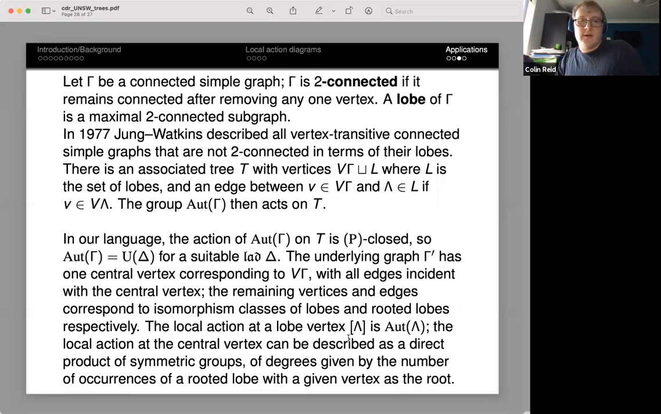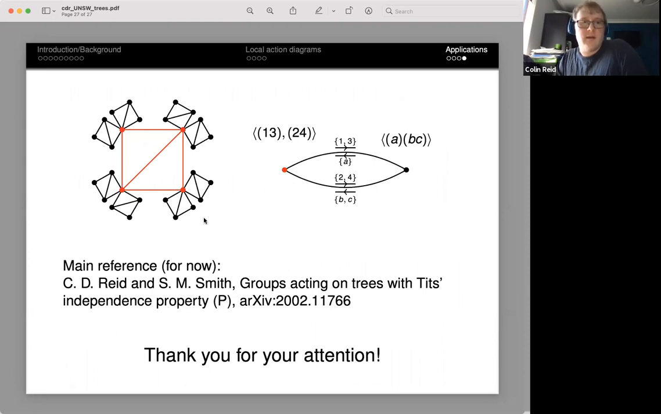and the local action at a lobe vertex is the automorphism group of that lobe, because it acts on the vertices of the lobe, and the local action at the central vertex representing the vertices is just a bunch of symmetric groups that permute the isomorphism types of lobes that live at that vertex. So I've just drawn a picture here. So on the left, you imagine this picture goes on forever. This is an example of a vertex transitive graph that's not two connected, but is connected. And then I've highlighted a lobe in red, this graph here.